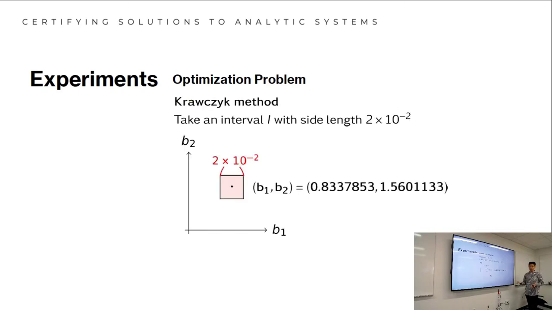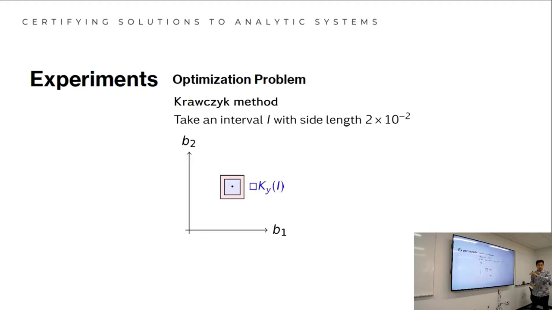And the Krawczyk method. In order to think about the Krawczyk method, we just consider the given interval with the side length 2 to the negative 10, which contains this root. Of course, this is a 7-dimensional root, but because the dimension is too high to draw, I only draw 2 dimensions. Anyway, we consider this given input compact region capital I. Then if you compute the Krawczyk operator, it is going to be contained in here. So we can also certify the root using the Krawczyk method.